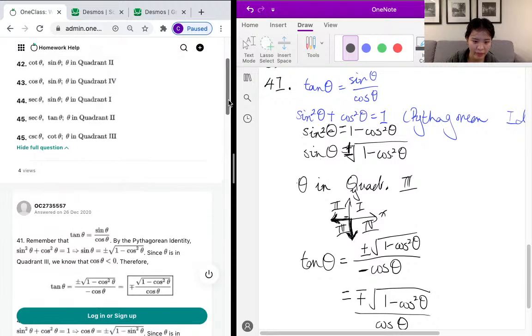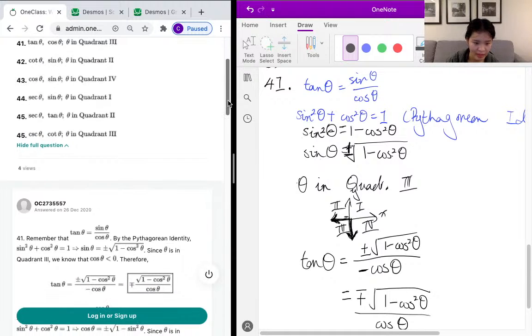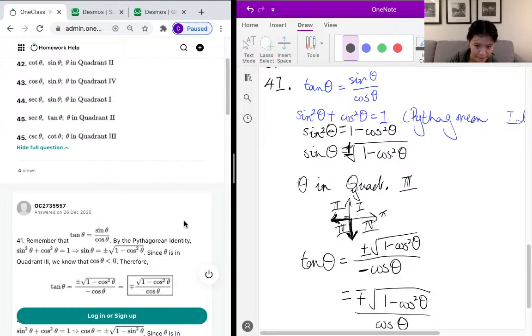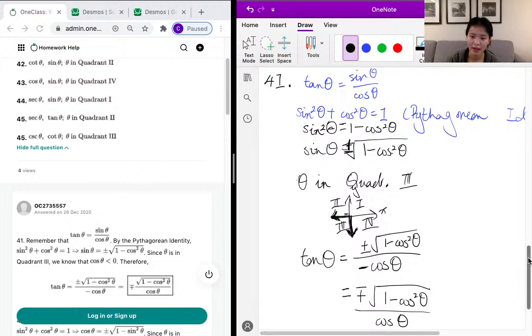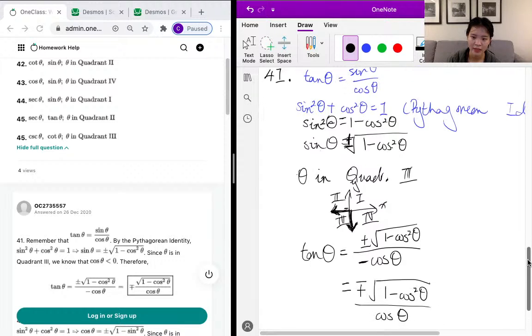Let's look at our sample solution for our first problem. Is it the same as us? Yes, it is the same as us. We know cos theta is negative in quadrant 3, so we have a negative sign over here. Okay, perfect. And we don't need to do anything on top because we have cos squared of theta, which is already positive, so we don't need to change it. Alright, so this is our first problem.